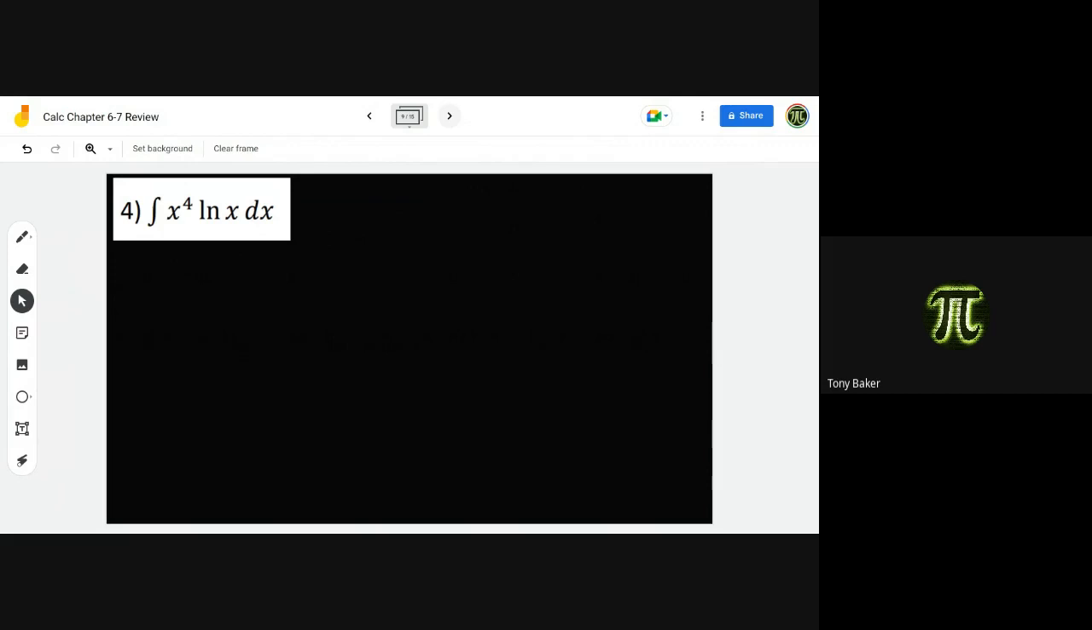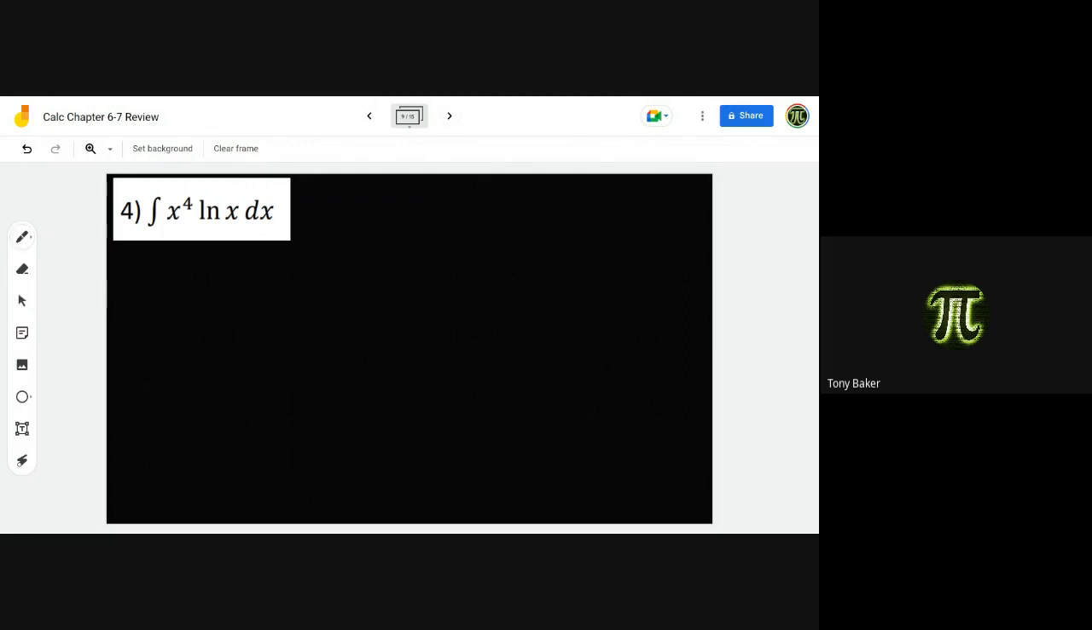Can I simplify this one? Is there any way to simplify an ln of x and an x to the fourth? No. If I do a U substitution, it's probably really not going to help you in this situation. Because I can make u ln of x, but then my du is going to be 1 over x, and I don't really have an x in the bottom anyway, and it's going to introduce a fraction in there, which I really don't want fractions in. So let's not do that.